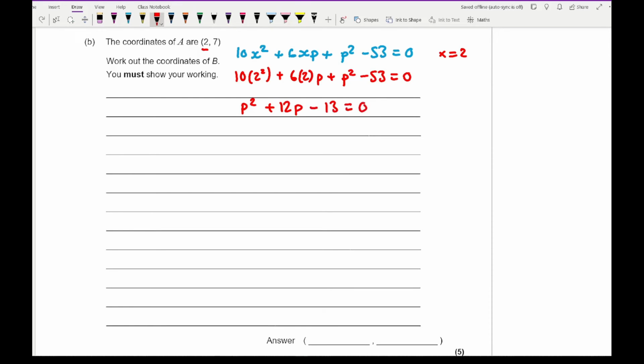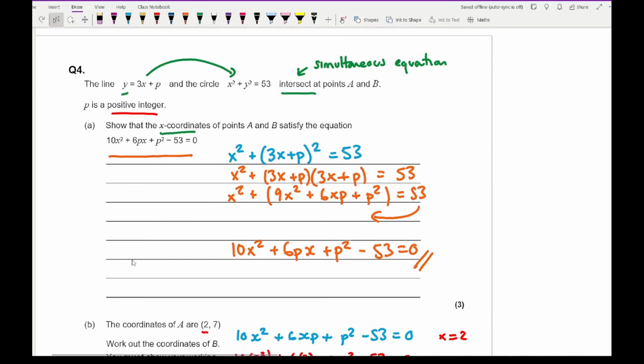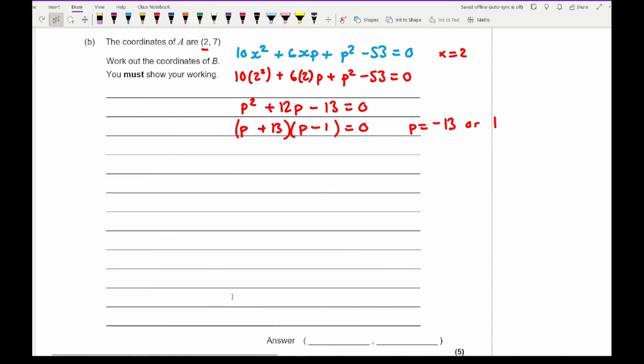Now this does factorize, so I can factorize it as p plus 13 as one bracket and p minus 1 in the other bracket, giving me p values of minus 13 or 1. If we go back to the original question, it says that p is a positive integer, so that means minus 13 is not going to be allowed. We still need to write that out, but I'm just going to cross that out, and it says p is a positive integer, so p equals 1.